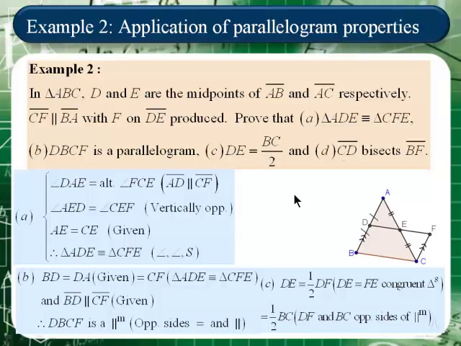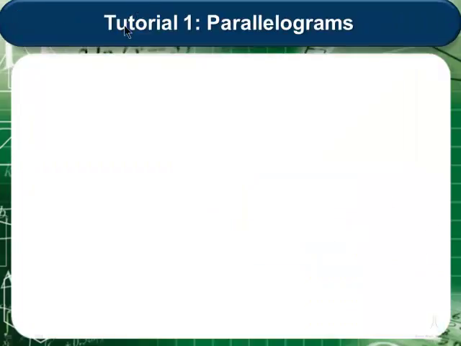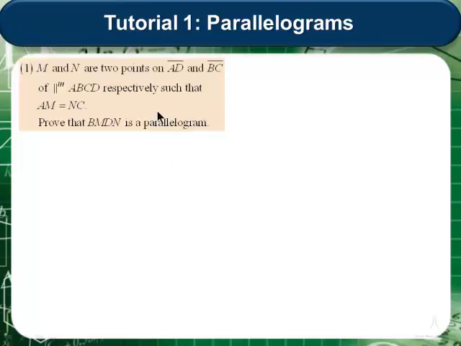And finally, the last part, which is pretty straightforward, they ask us to prove that line segment CD and line segment BF bisect each other. Now they are the diagonals of parallelogram DBCF, and because the diagonals of a parallelogram bisect each other, this proof will then be concluded. You should now be in a position to tackle tutorial 1 dealing with parallelograms.